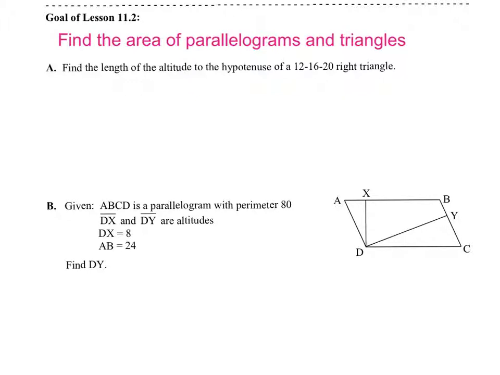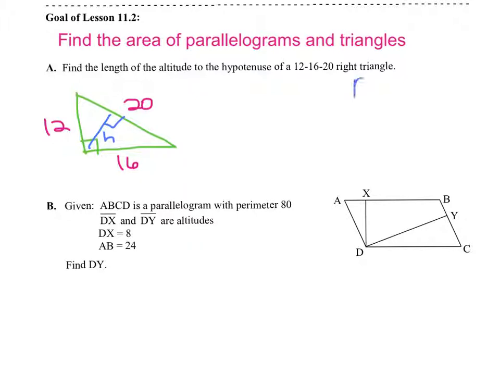The main purpose of our lesson today is to be able to find the area of parallelograms and triangles. In part A of this first example, I'm asking us to find the length of the altitude to the hypotenuse of a 12, 16, 20 triangle. So if I draw this 12, 16, 20 triangle, the altitude to the hypotenuse would be this blue segment right here that I'm going to call height.